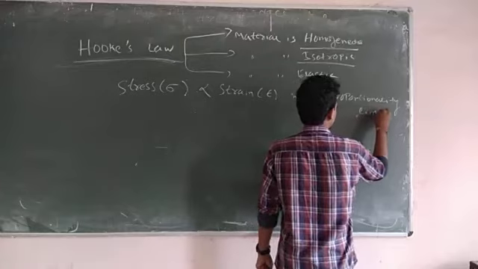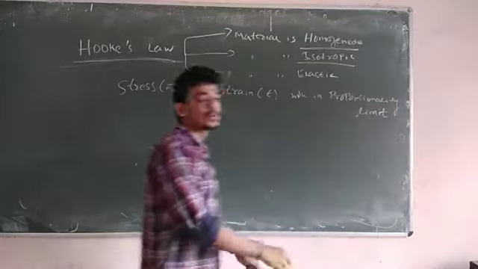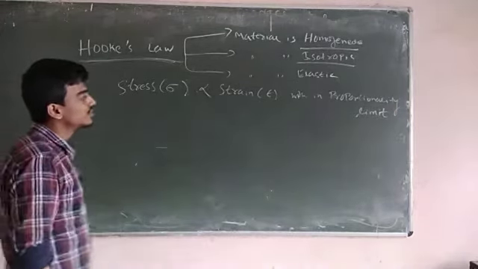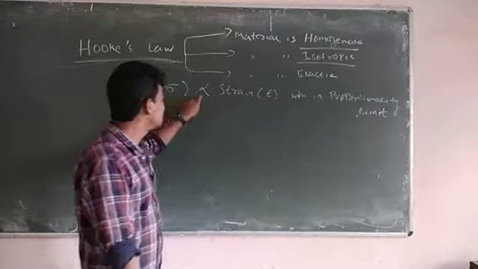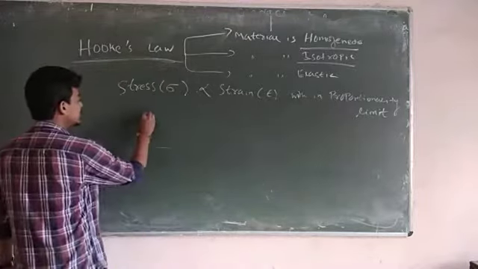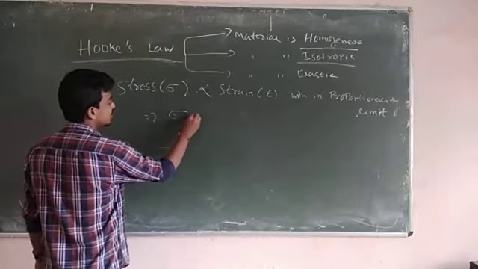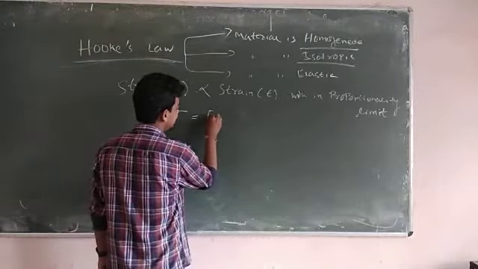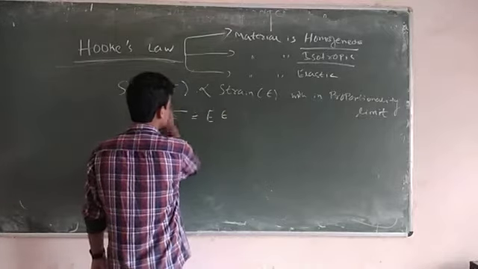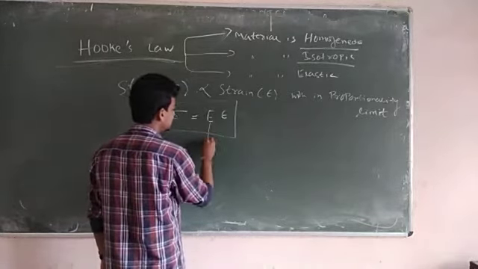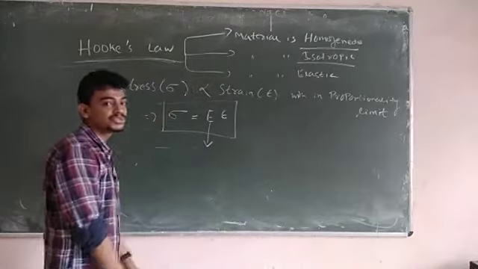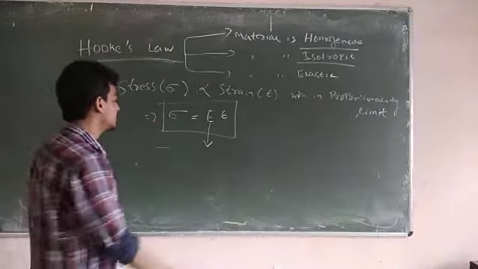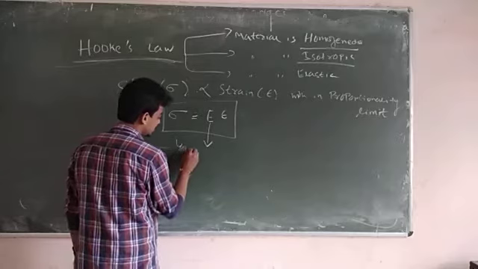Within the proportionality limit. So you already know, to remove the proportionality sign, one constant will definitely come. That constant is our E. So now the question is, what is E? E is the most used term in strength of materials, that is Young's modulus of elasticity.